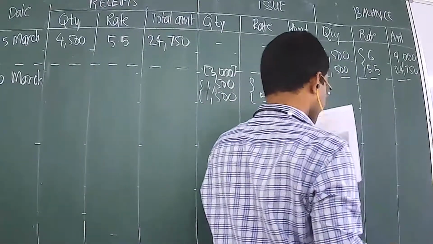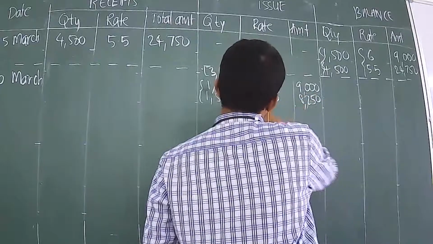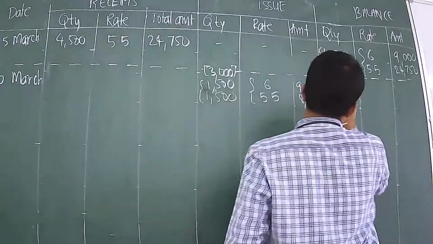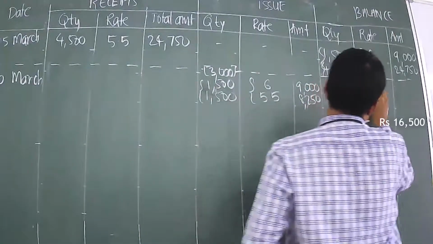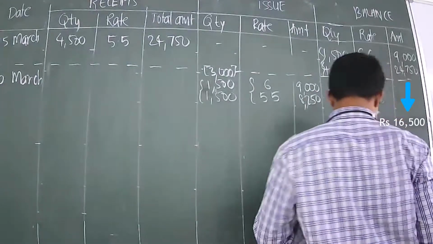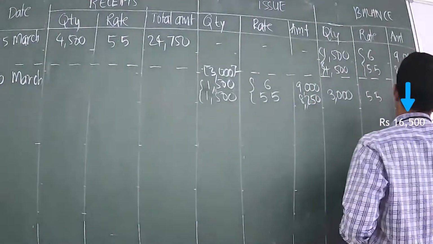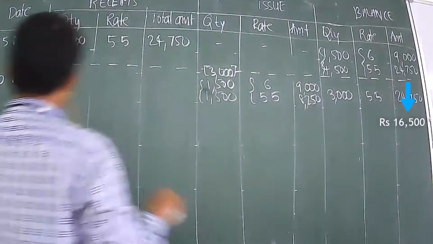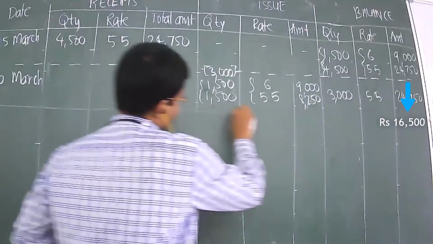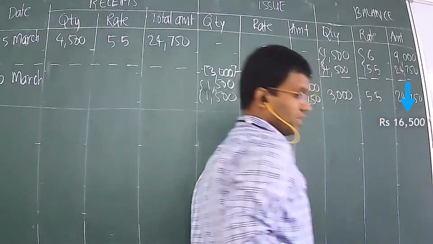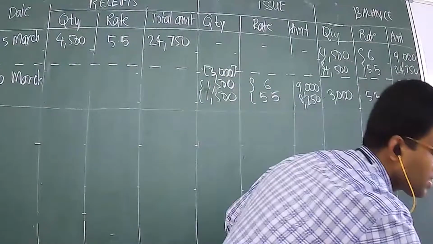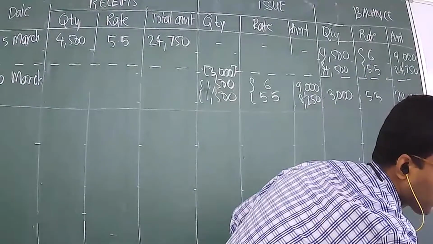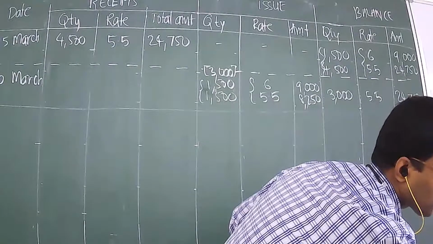Okay, so now let's record the balance. Now that you've issued 1,500, you are left with 3,000, purchased at 5.5, and the closing balance is 24,750. So we are done with this as well, and we have completed the stores ledger account. This is how we would go about the preparation of a stores ledger account.